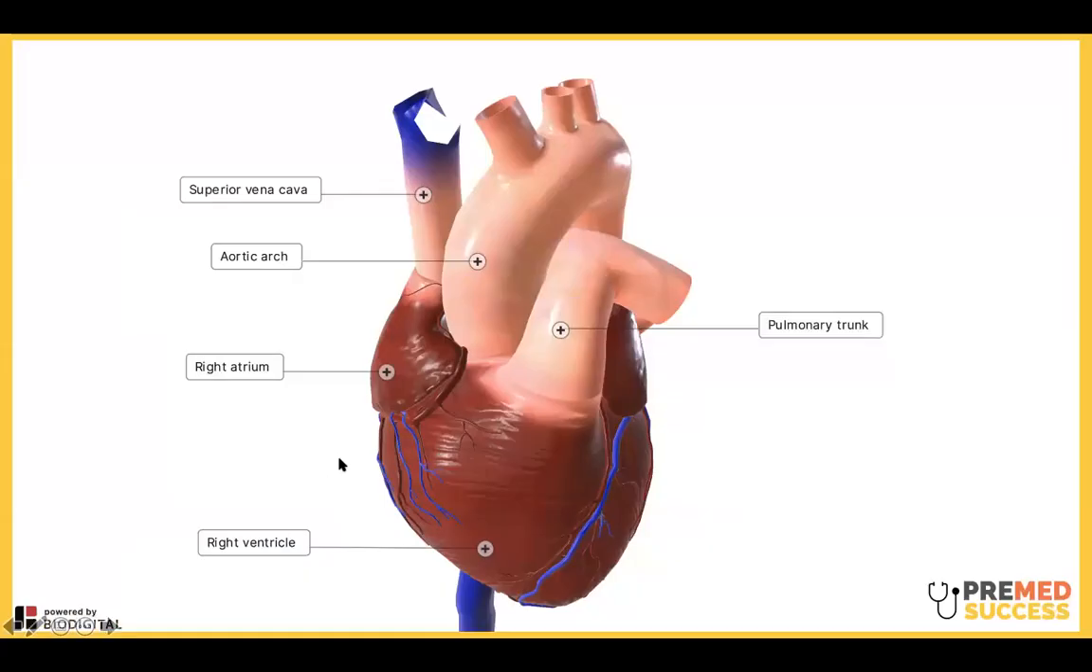So here's the heart, again in the anterior view. And the blood is going to flow from the right atrium here down into the right ventricle here. And the purpose of the tricuspid valve between these is to prevent backflow when the right ventricle contracts, because we want to push blood into the pulmonary trunk here, not back into the right atrium, otherwise blood's going the wrong way. So that's why we have the valve.